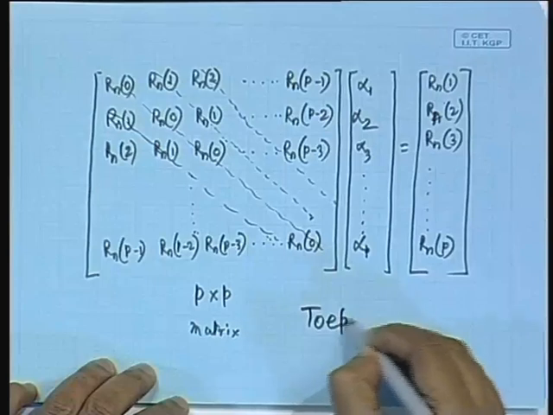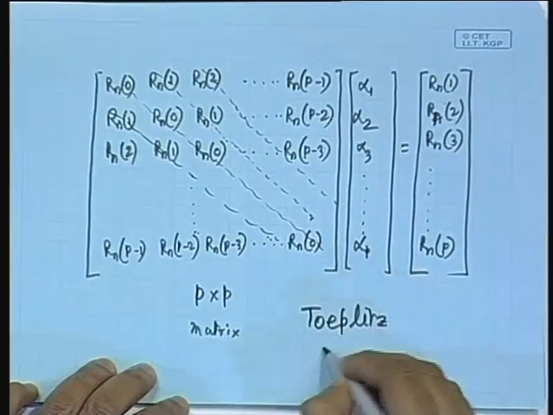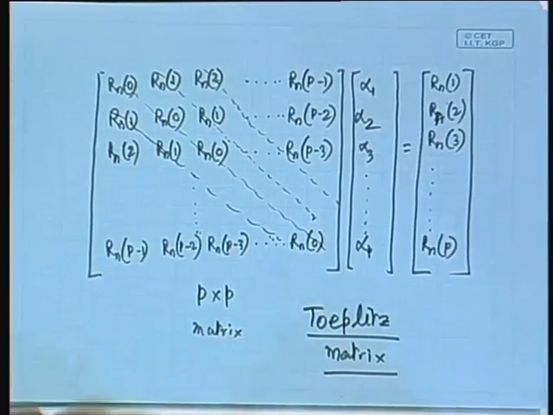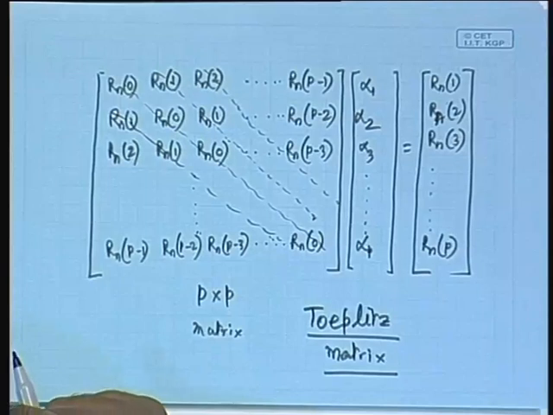Can anybody tell here what this matrix is known as? Anybody dealt with this matrix? Yes, the correct answer has already come. This is called the Toeplitz matrix. Toeplitz matrix. Very interesting matrix. So it is not just symmetric, but it is a Toeplitz matrix.